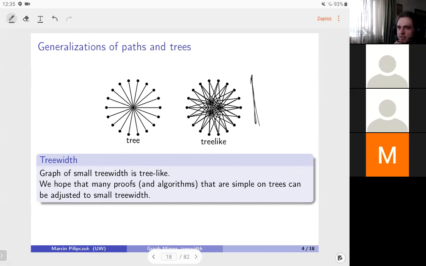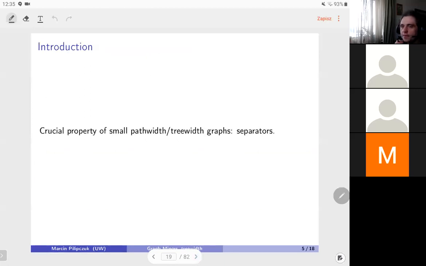So the main insight, if we want to define what it means to look like a tree or look like a path, is to think in terms of separators. This is the most important plot twist, I would say: we are going to look at separators in the graph. What does it mean to be a separator? We're looking at vertex separators.